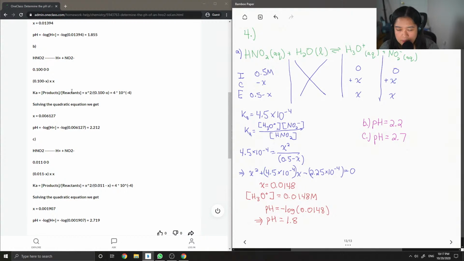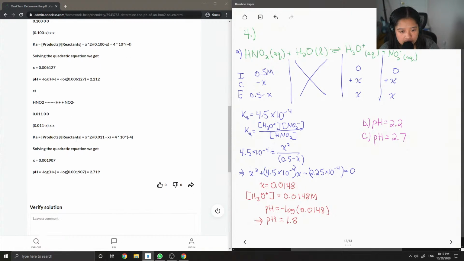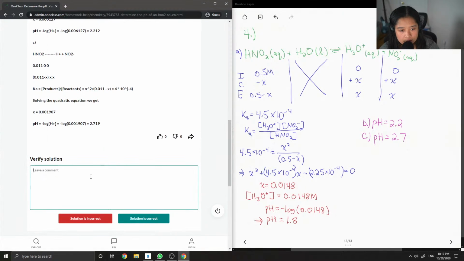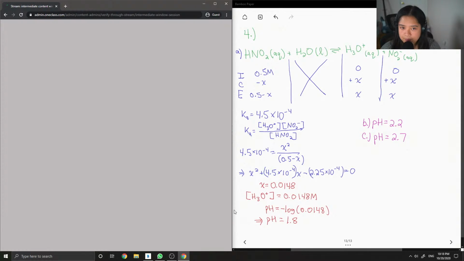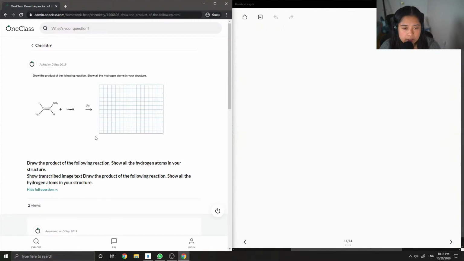And then let's look at what they got for B. They got a pH of 2.2, which is the same as mine. And then for C, they got a pH of 2.7. So I'm going to say this solution is correct. Okay, so that was question number 4. And now we are moving on to question number 5. Draw the product of the following reaction. Show all the hydrogen atoms in your structure.